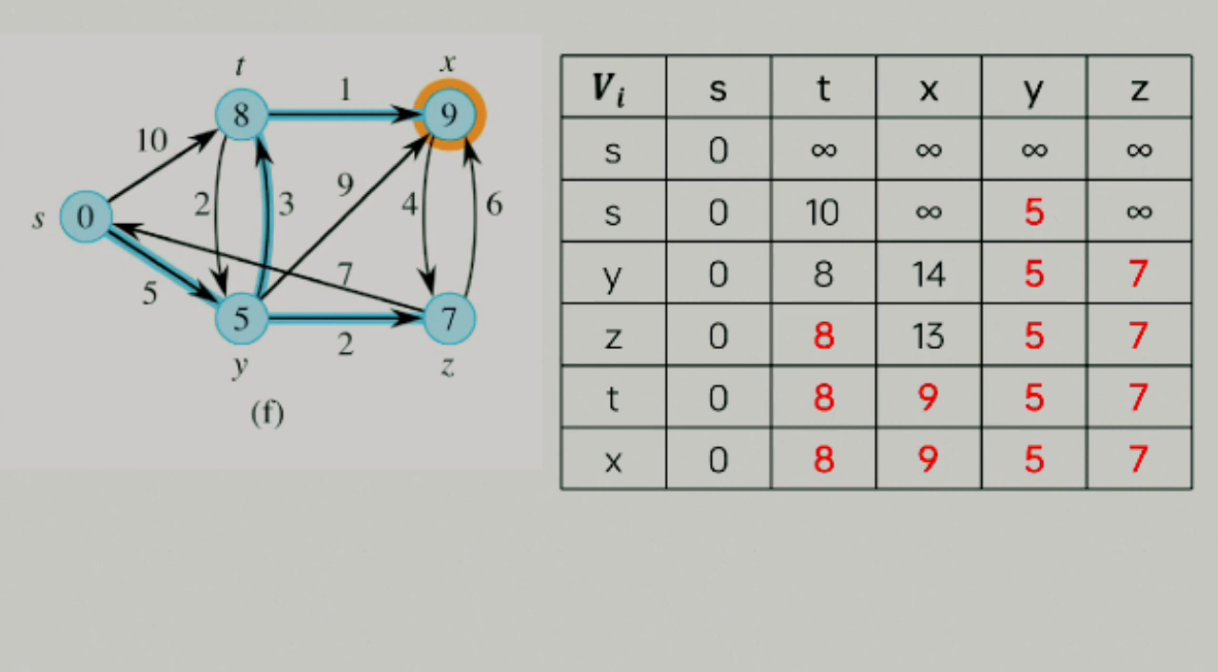The last row of the matrix indicates the shortest distance of each of the vertices from the source S, and the values within the vertices represent the same. I'll be explaining the algorithm step by step in the next video.